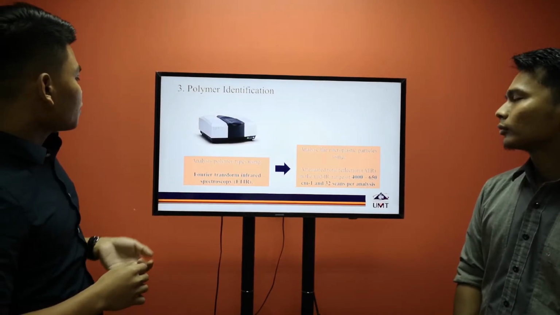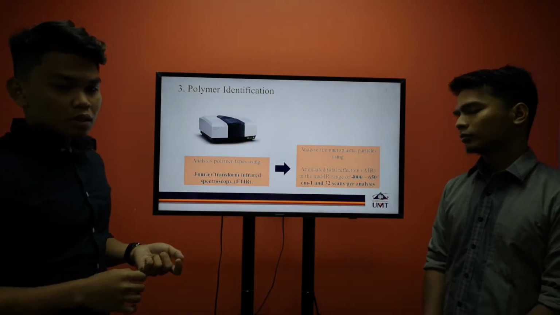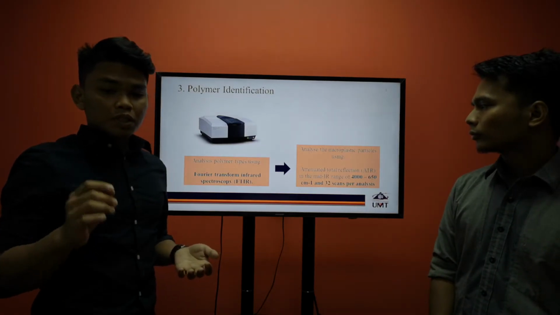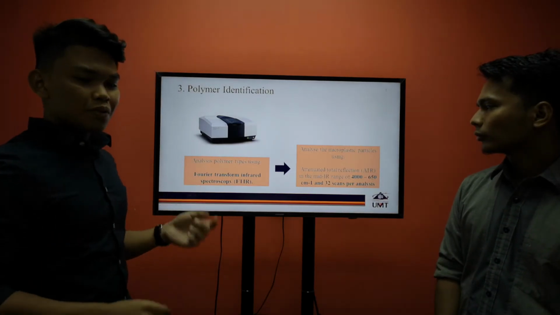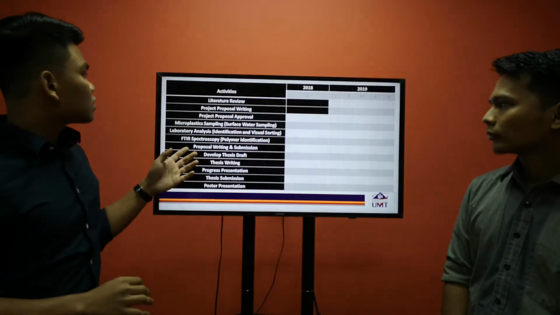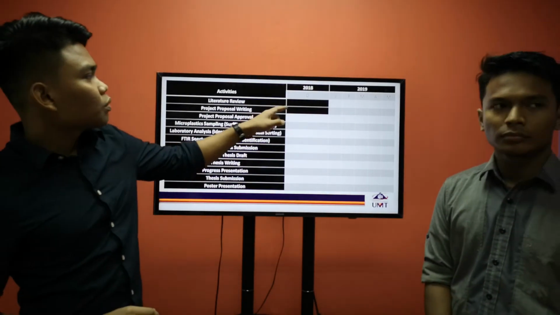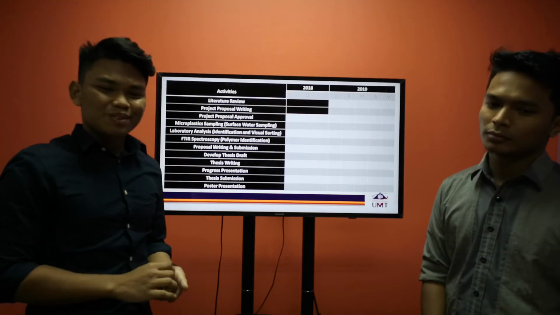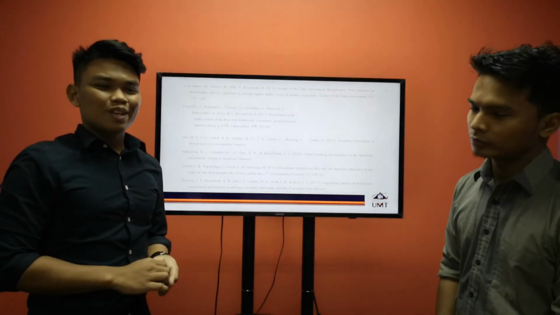This is FTIR. This is to analyze the microplastic particles using this FTIR. This is our Gantt chart. We just do these two things and the next thing. Okay, that's all from us.